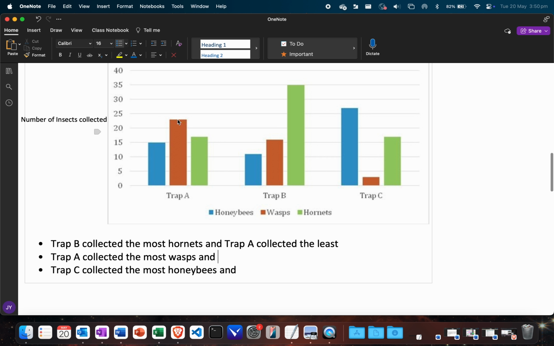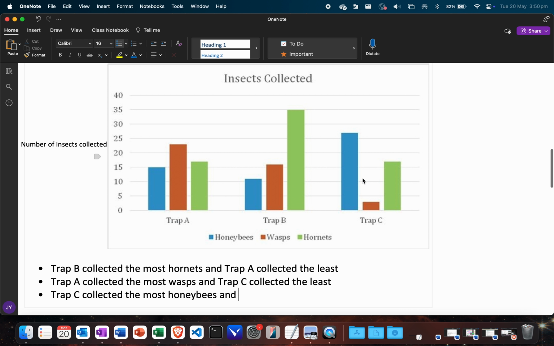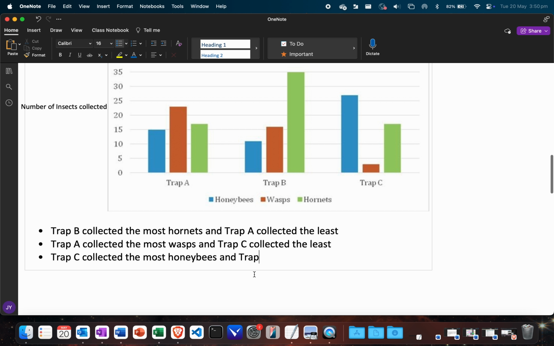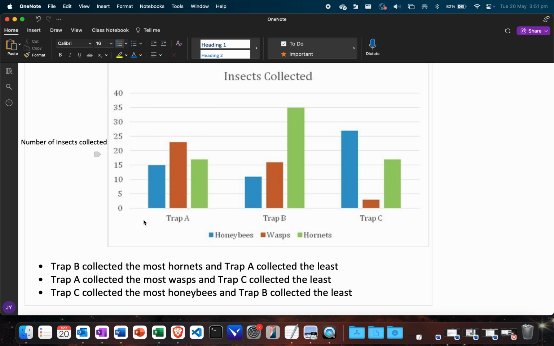Trap A collected the most wasps, but which one collected the least? Trap C. Okay, so I can just say, and trap C collected the least. And then finally, with the honeybees, trap C collected the most of those, but which one collected the least? It was trap B. So trap B collected the least. So that kind of gives me a good idea as to which trap I should collect. Really, it depends on what insect I'm trying to trap.